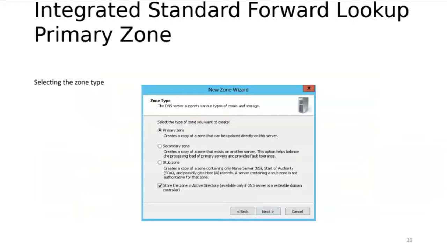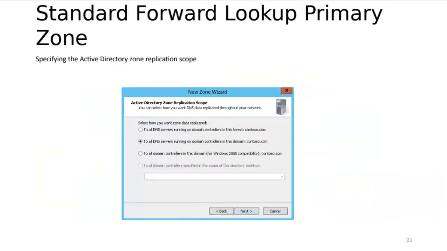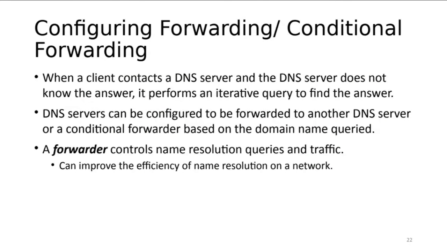You get these options here. When we do the lab, inshallah, we will study them. This is how to create your standard forward lookup primary zone. You can also configure forwarding, conditional forwarding.